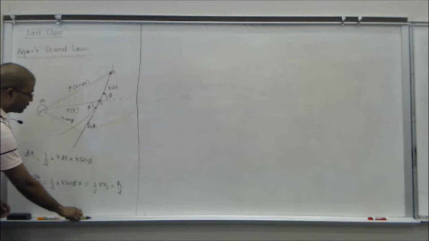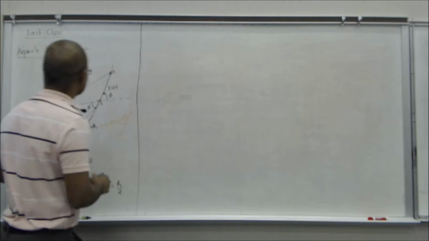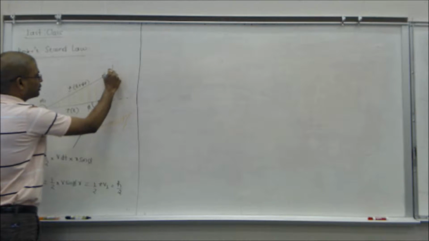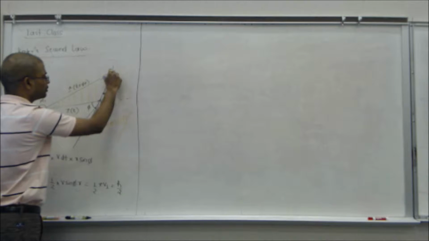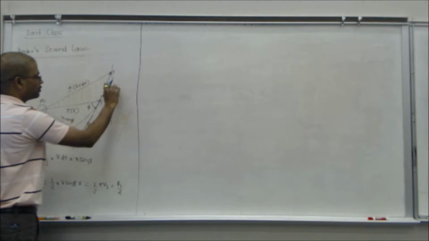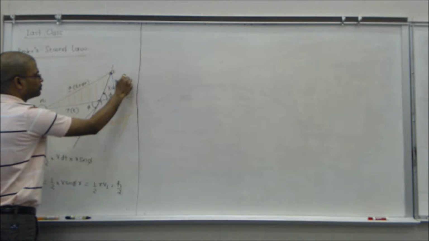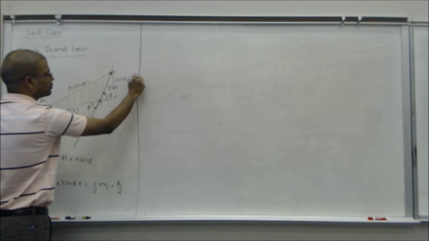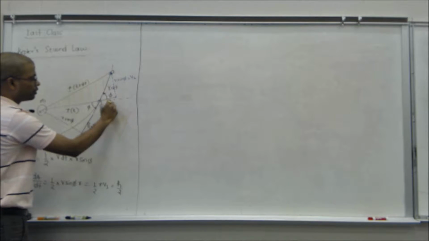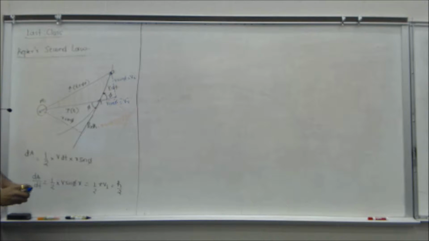See, if you resolve this, this is the V component, right? Just look at this for a minute. This is the V component, correct? So if you resolve this, this is V sine phi. You agree? The tangential component. This is V cosine phi, the radial component. See, this is in the radial direction.